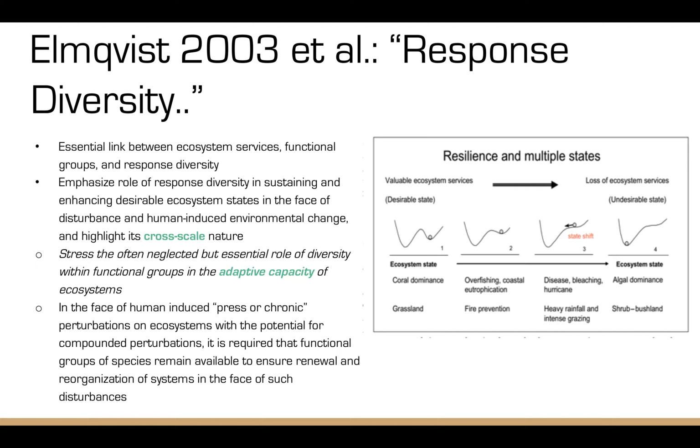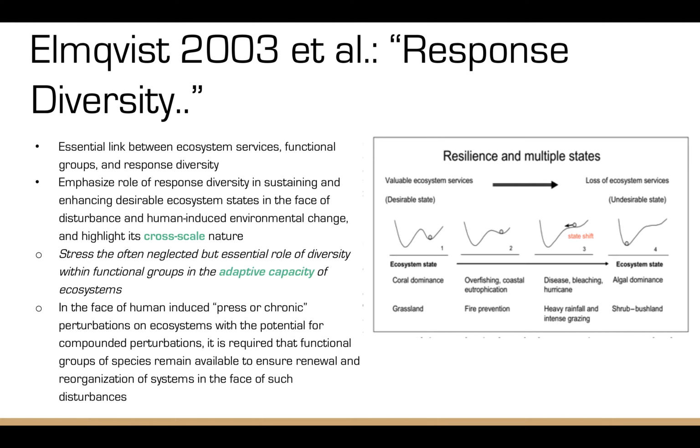The actual shifts in coral reefs and grasslands are caused by disturbance events, which resilient ecosystems would have absorbed through reorganization supported by response diversity. So kind of looking at the idea of lacking response diversity might cause systems to shift or go into regime shifts into an undesirable state.